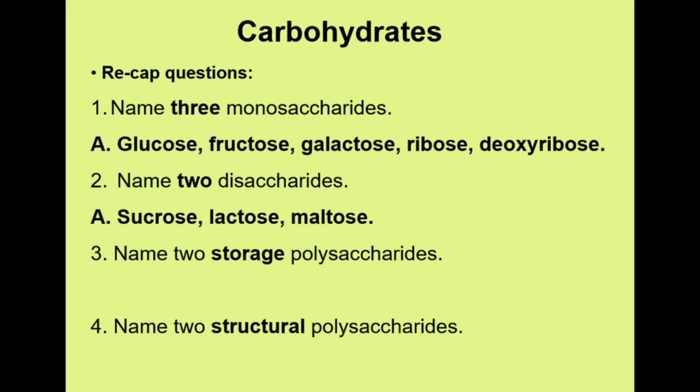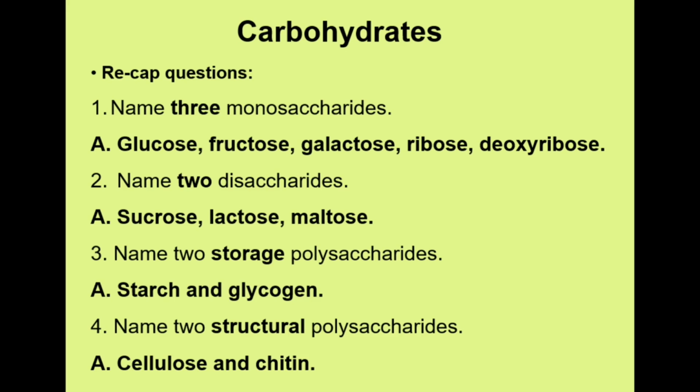And then question number 3, name 2 storage polysaccharides. Well, we just did those, so hopefully they're fresh in your mind. Starch in plants and then glycogen in animals. And then number 4, name 2 structural polysaccharides, and they are cellulose and chitin.